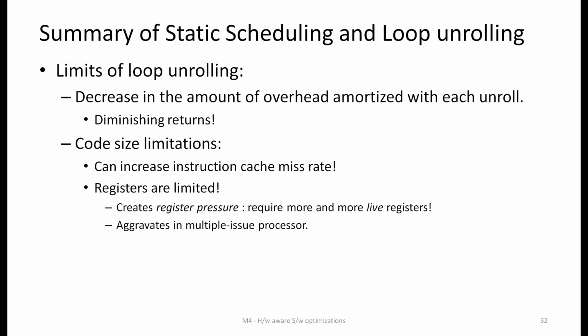This particular issue will aggravate in a multi-issue processor. We have not discussed multi-issue processors here, but to quickly explain, there will be many more instructions in flight in a multi-issue processor. So many more registers would be used up by the in-flight instructions. To get any new registers or to allot them to the newly unrolled loop, it will create even more pressure.